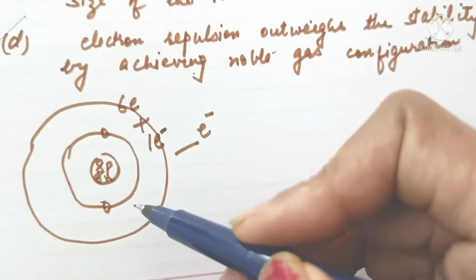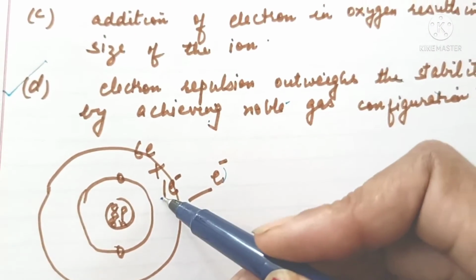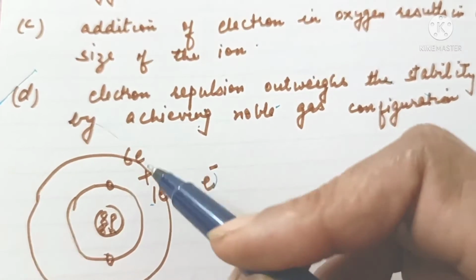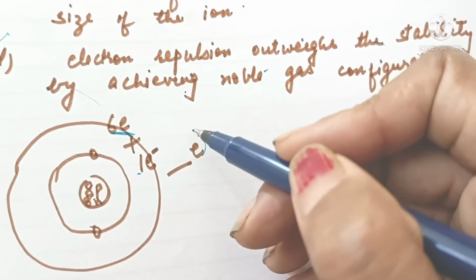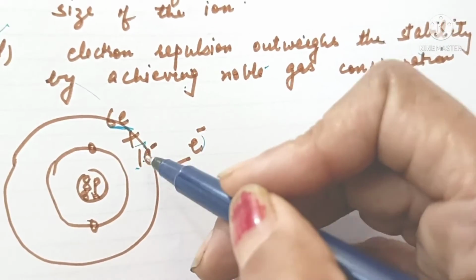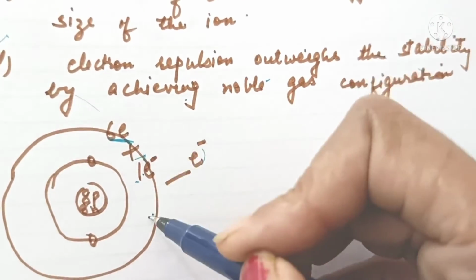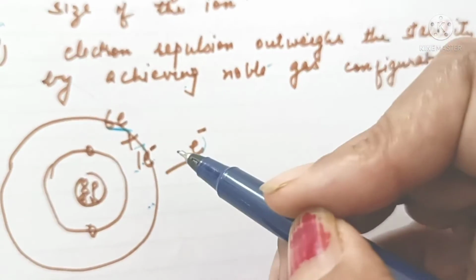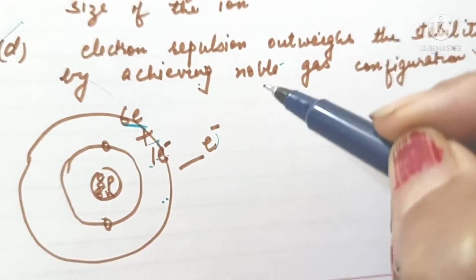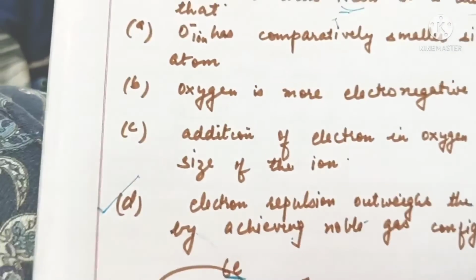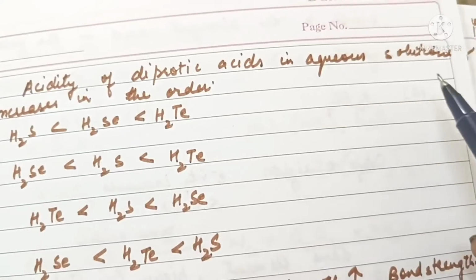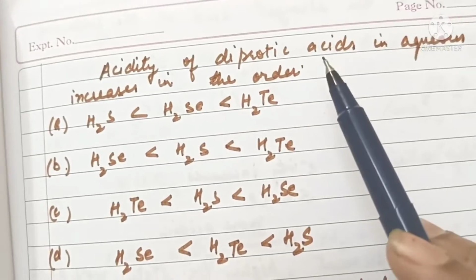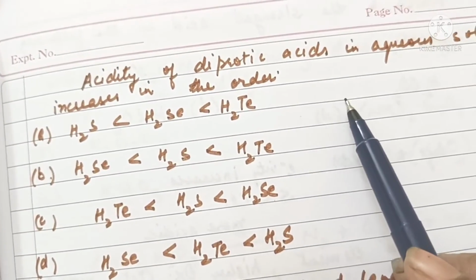It's a small atom. By getting one electron, even though noble gas configuration is attained, because the electrons are so close together, they repel the incoming electron to such an extent that you have to put the electron forcibly, and the reaction is endothermic. Acidity of diprotic acid in aqueous solution increases in the order.